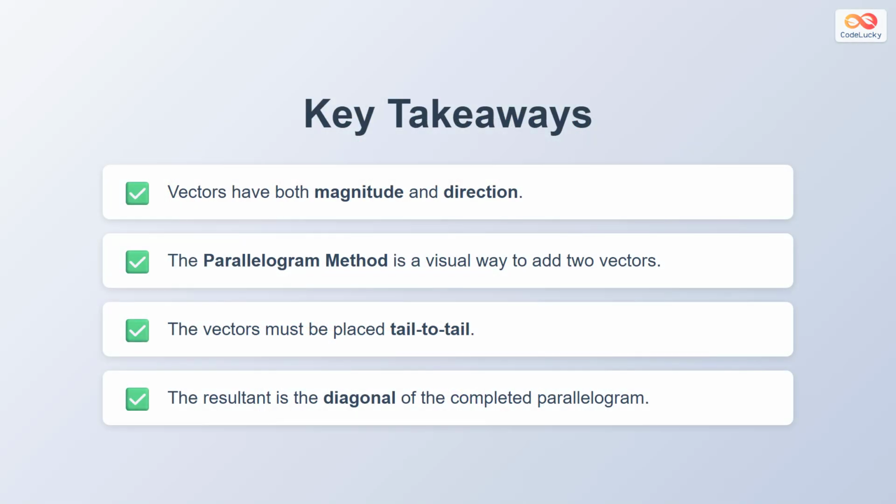To wrap up, remember these key points. A vector has both a size and a direction. The parallelogram method is a visual technique for adding two vectors together. Always start by placing the vectors tail to tail. The sum, or resultant, is the diagonal of the parallelogram that starts from that common point.